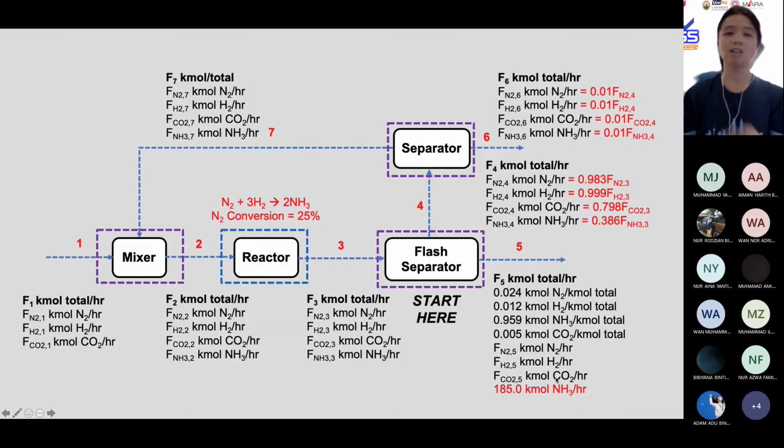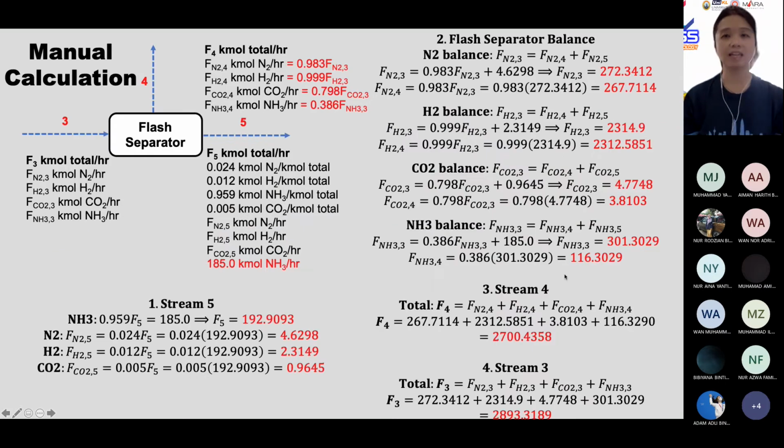Contohnya dalam kes ni, saya tahu production rate, saya tahu information stream 5. So saya akan buat dulu balance at my flash separator. So saya akan buat balance di part separator. Saya tak explain banyak persamaan. So for those yang buat manual calculation, it's a bit hard for you. Sebab bukanlah hard. Of course you're using calculator, so on and so forth.